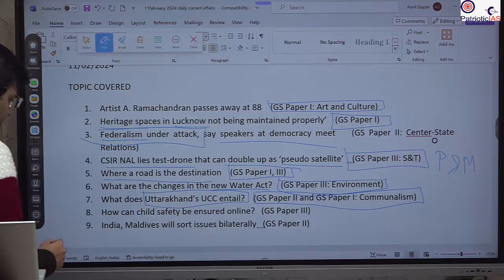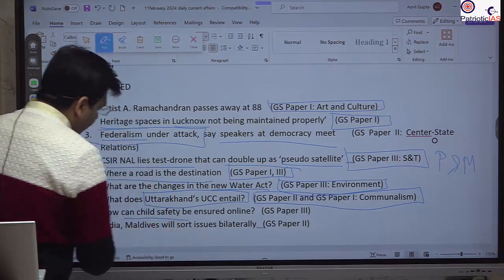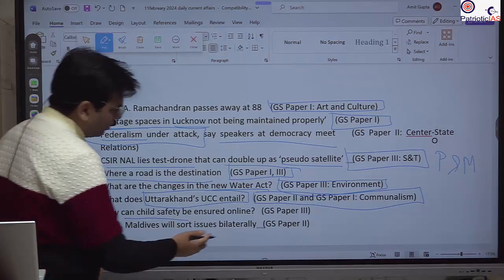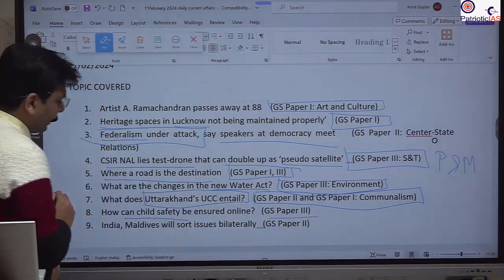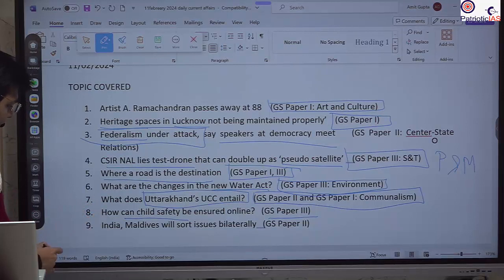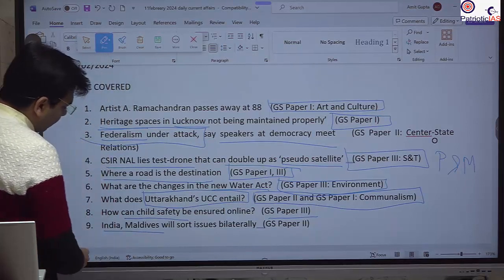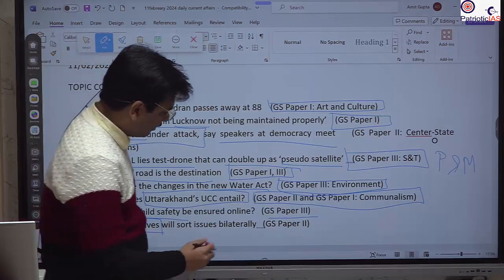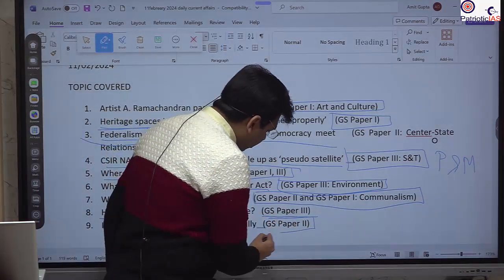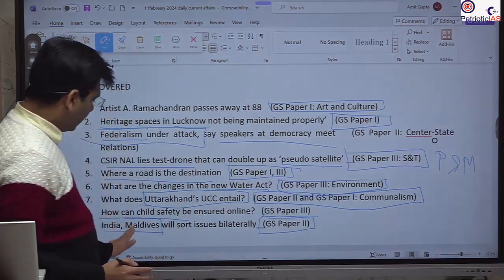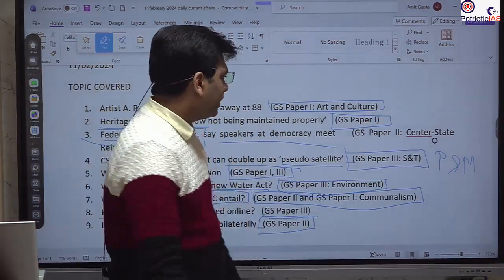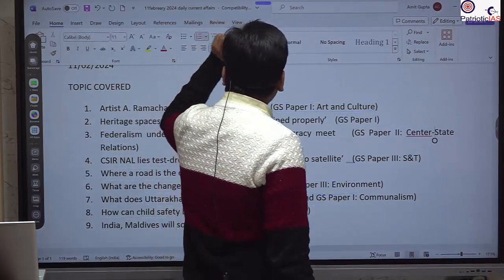And after that we will study the threats to child safety in the virtual mode, as technology is continuously increasing. So it will be under the GS paper 3. And after that, in the end, we will study the recent developments in India-Maldives relations, as there has been a tussle, with the Maldives growing close to the Chinese. So we will study it under the GS paper 2 India-Maldives relations. So let's start with the first page.